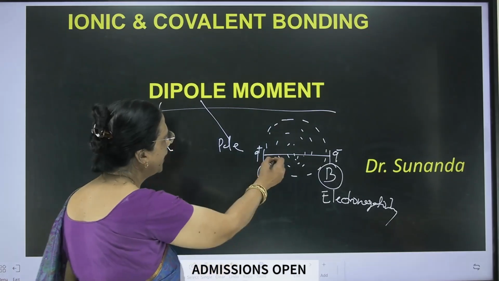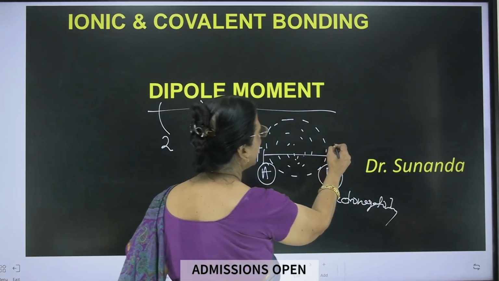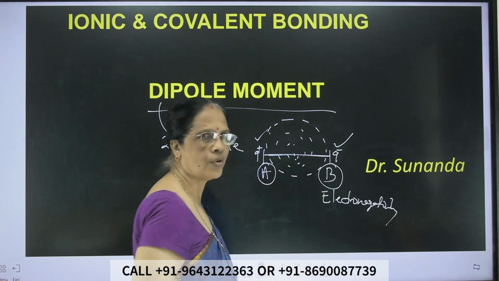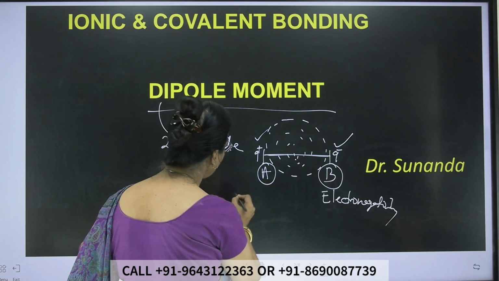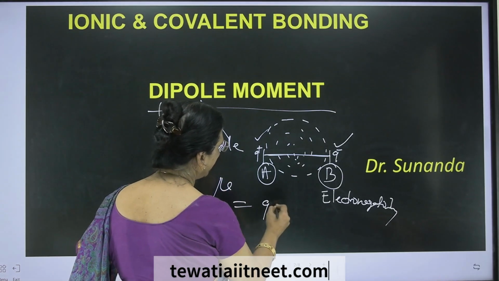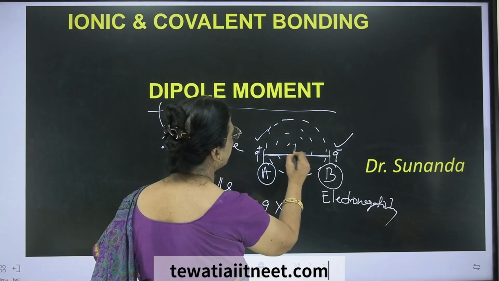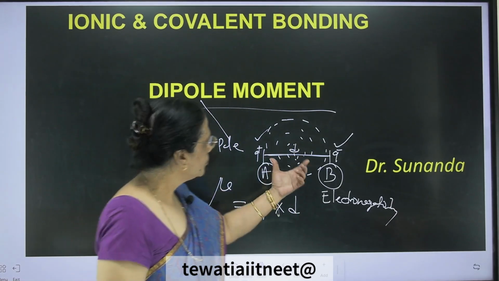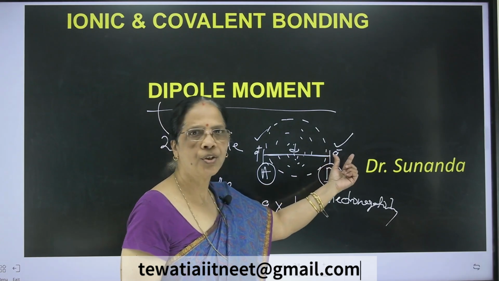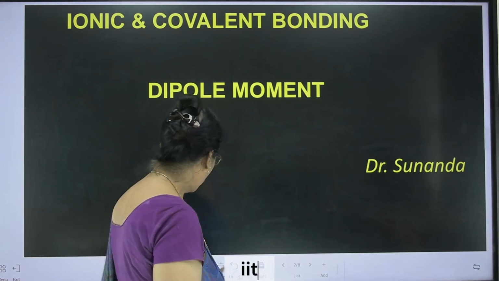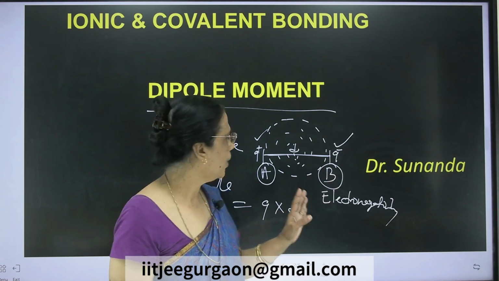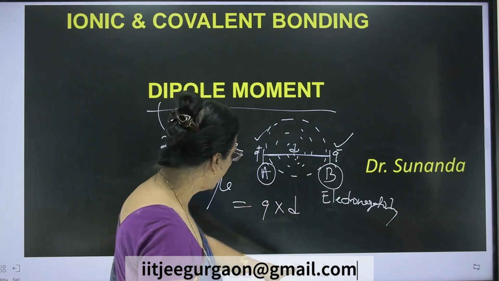Now dipole moment depends on the strength of this charge, okay, and the distance between them. Dipole moment is the charge into distance. Dipole moment is written as mu, and it is your charge separation into your distance. Now dipole moment depends upon the magnitude of the charge, and the magnitude of the charge will depend upon the electronegativity value, how much it will be polar. So there is a scale.